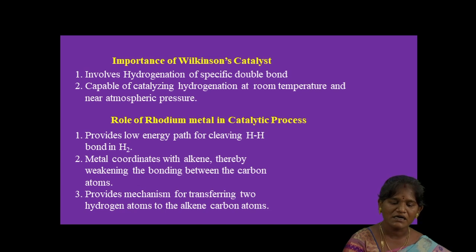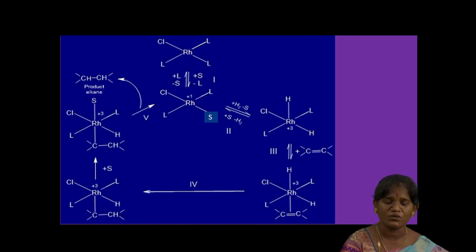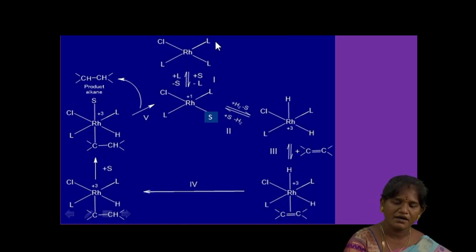The third role of this rhodium metal is that it provides the mechanism for transferring two hydrogen atoms to the olefin carbon atoms. So let's see the mechanism of transferring these two hydrogen atoms to the olefin. This is the overall mechanism. This is our Wilkinson's catalyst. Here triphenyl phosphine is simply represented as L.